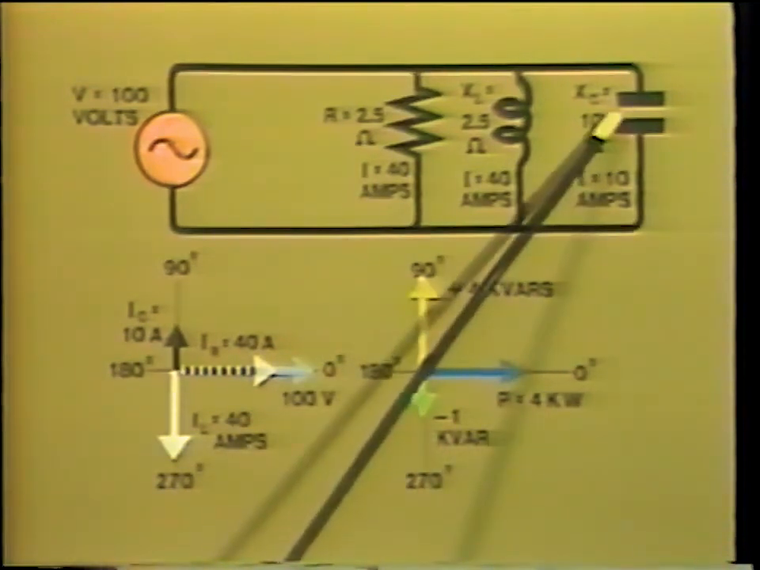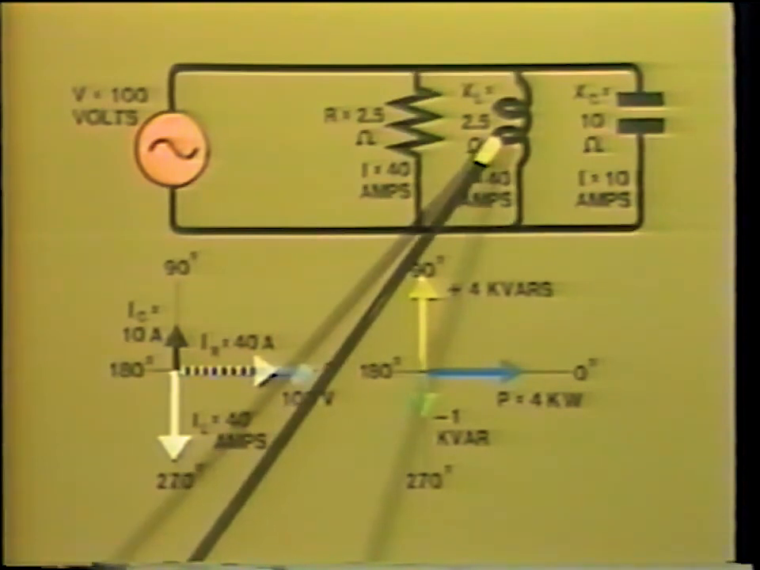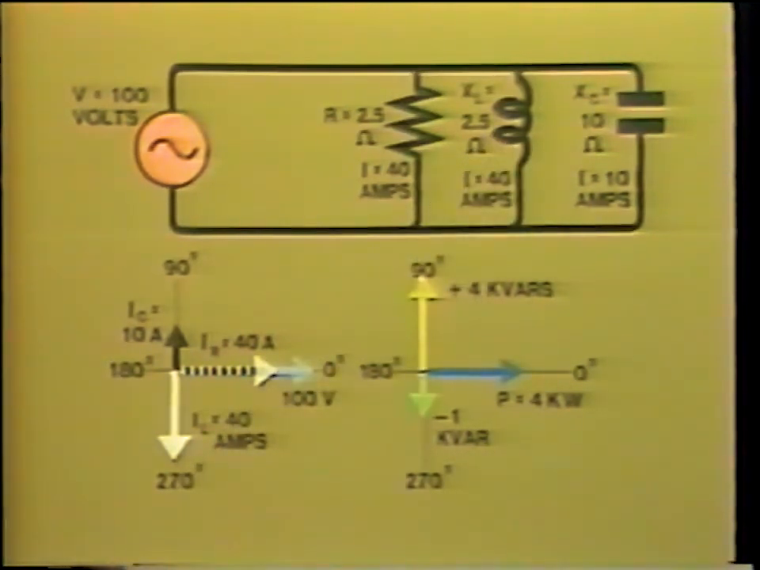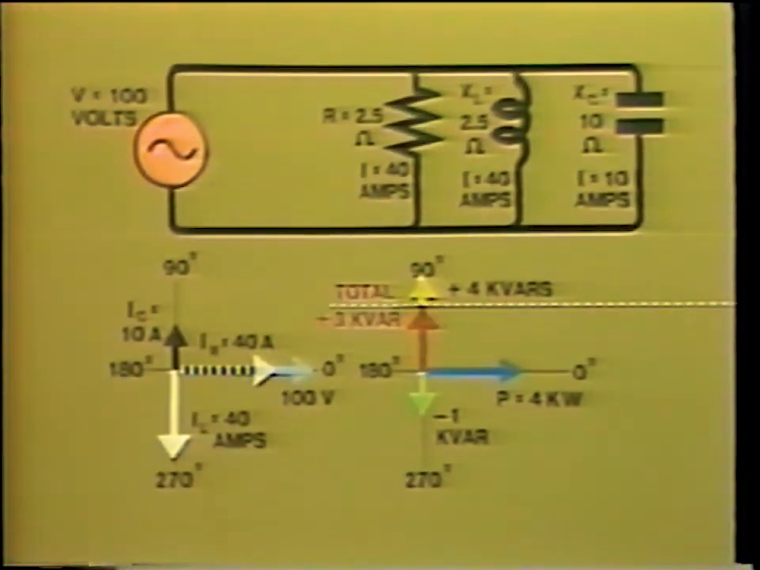This capacitive circuit acts as a compensation for the inductive circuit and actually reduces the total quantity of positive VARs required. The result is that only 3 kilovars need to be supplied to the circuit from the generator. The other 1 kilovar is supplied by the capacitance.